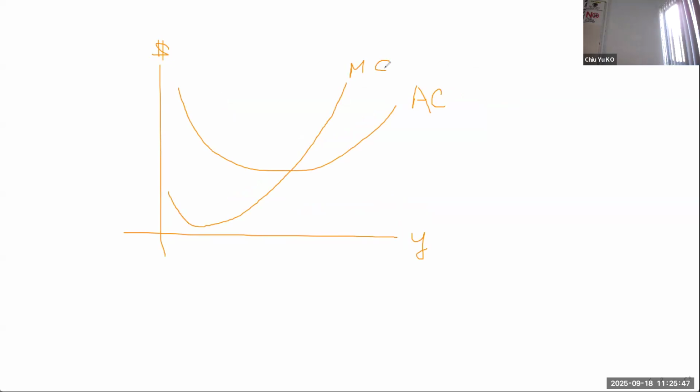And why does this cut at the bottom? If you still remember, there's a math proof to that, but the idea is like this. At this point, increasing one unit of output would cost you this much, and the average cost is also this much. But when the extra unit is more expensive, the average goes up as well, and it goes up slower than the marginal cost, because the average includes the added unit. So it must be this case.